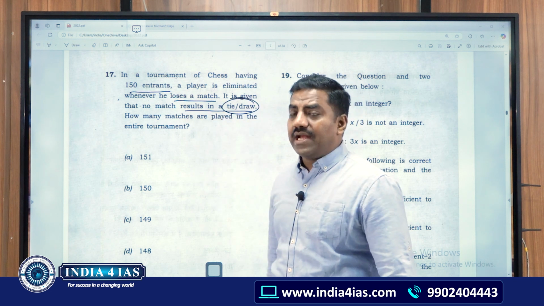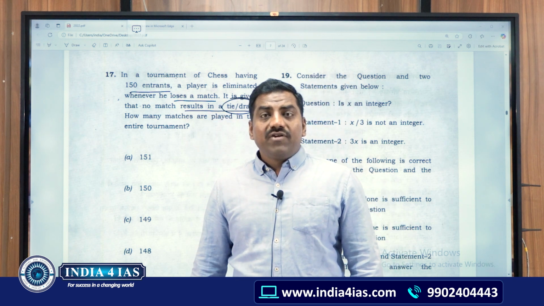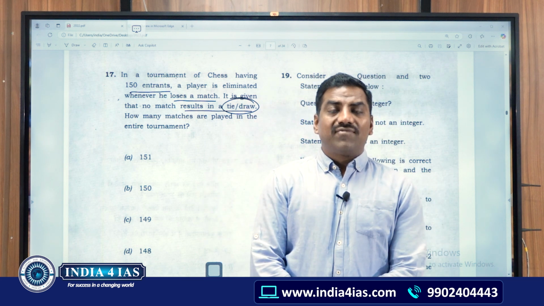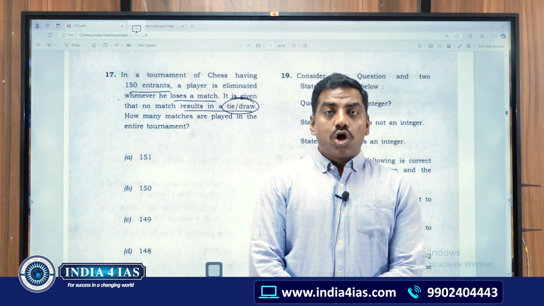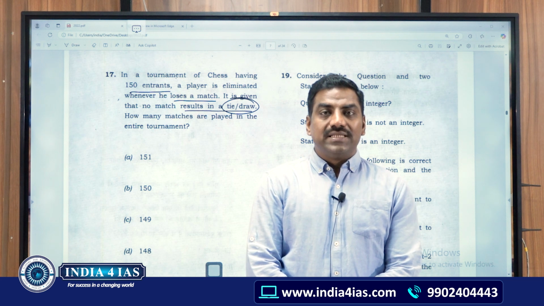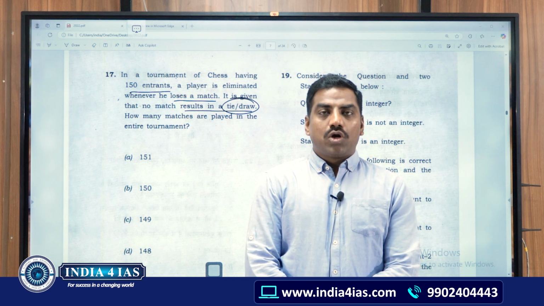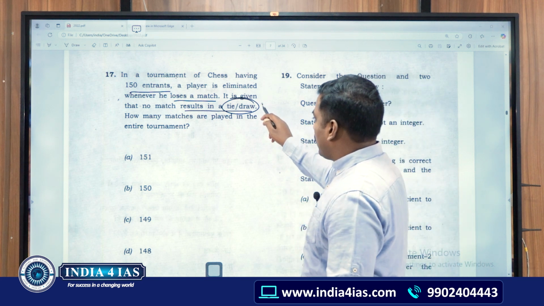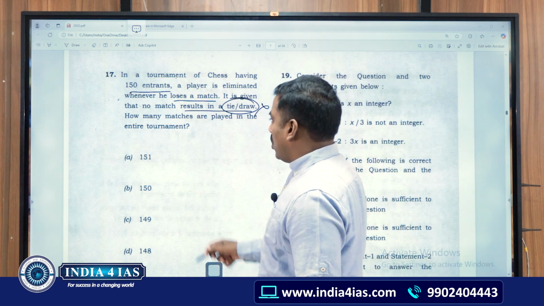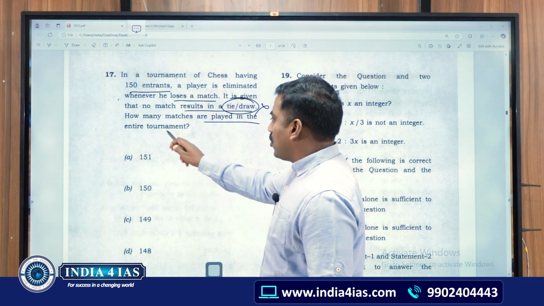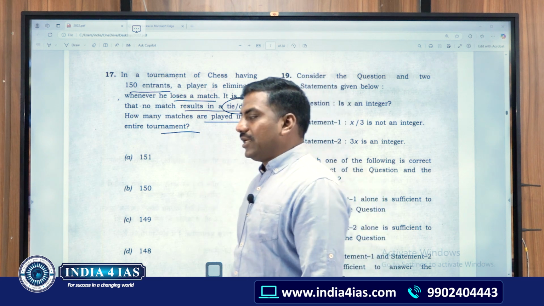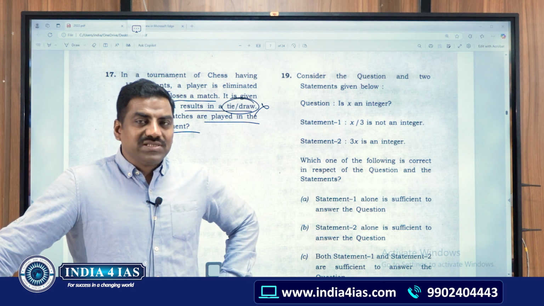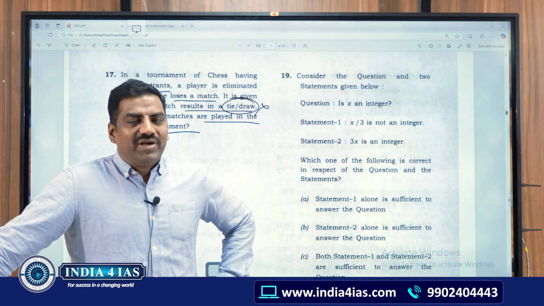If there is a tie or draw, it will help us only in the league matches to arrive at the rank of those teams. But in knockouts, we have to get a certain result. Either win or lose, we have to get it. So that is why they have given that there is no tie or draw. How many matches are played in the entire tournament? This has nothing to do with permutation, combination, or any kind of number system. It is simple general awareness.